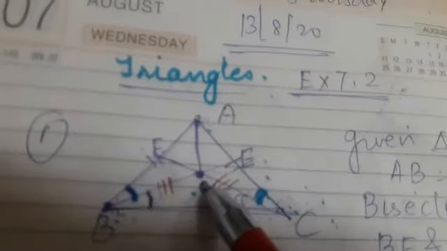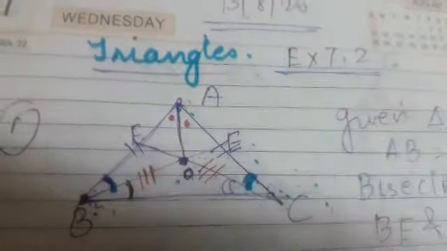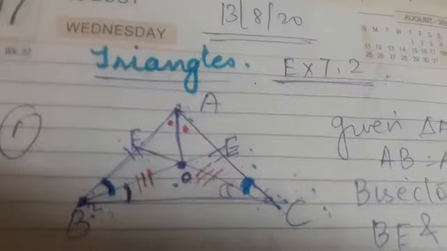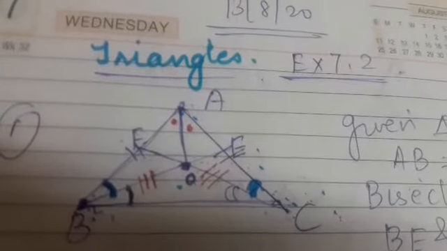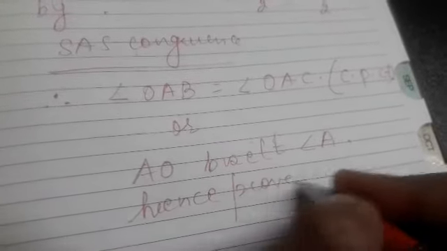Now after proving them to be congruent, I will write OAB, this angle, which I am putting a dot here, will be equal to OAC. And why? The reason will be CPCT, or we can write that AO bisects angle A. And this completes your proof, hence proved. So I hope the points are clear to you. If you have any confusion, you can ask me.